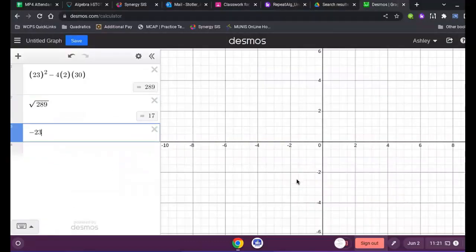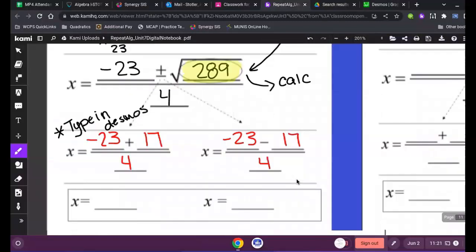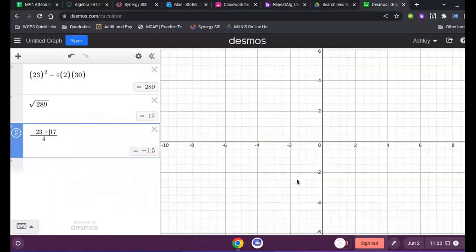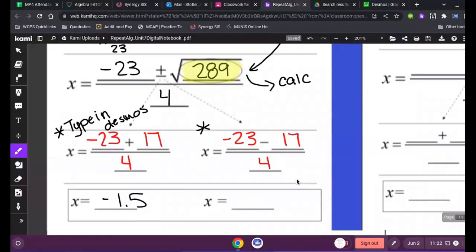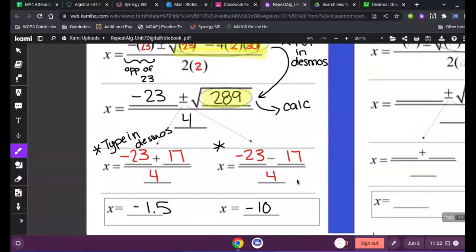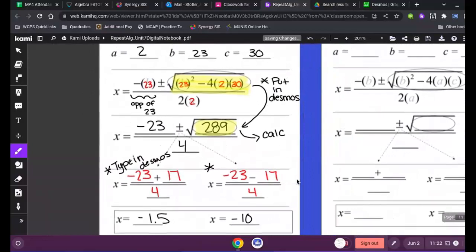So we're doing negative 23 plus 17 divided by 4. Our first answer is negative 1.5. And then the next thing we type into the calculator, negative 23 minus 17 divided by 4. So we just change this to a minus. The second solution that we get is negative 10. Let me zoom it out so you can see the whole thing for number 1.